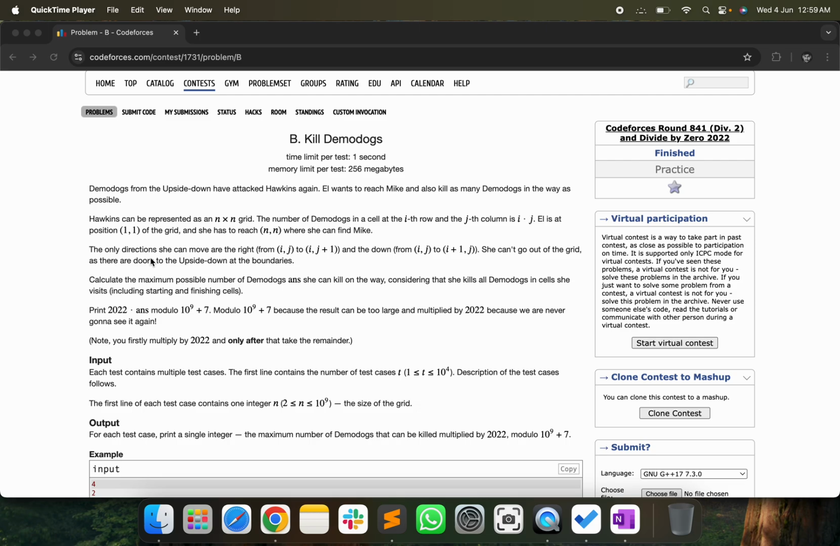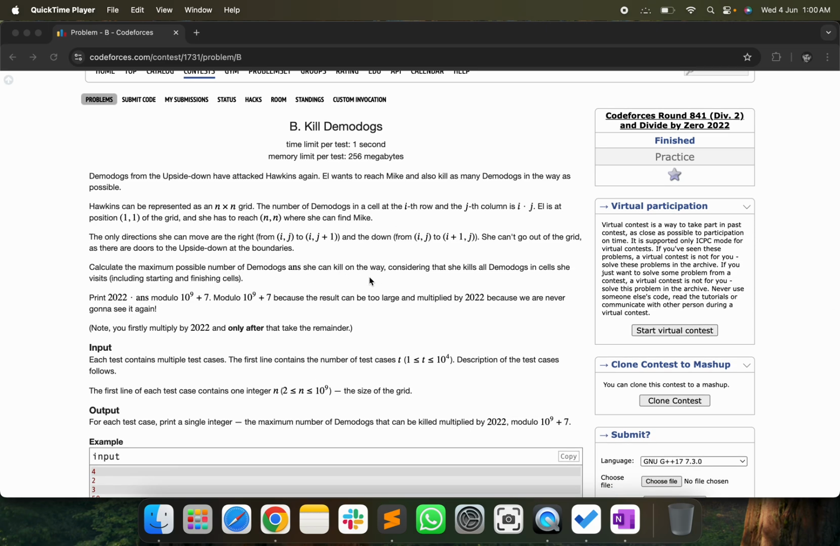The only directions she can move are right, from i comma j to i comma j plus 1, and down, from i comma j to i plus 1 comma j. She cannot go out of the grid, as there are doors to the Upside Down at the boundaries. Calculate the maximum number of Demodogs she can kill on the way.